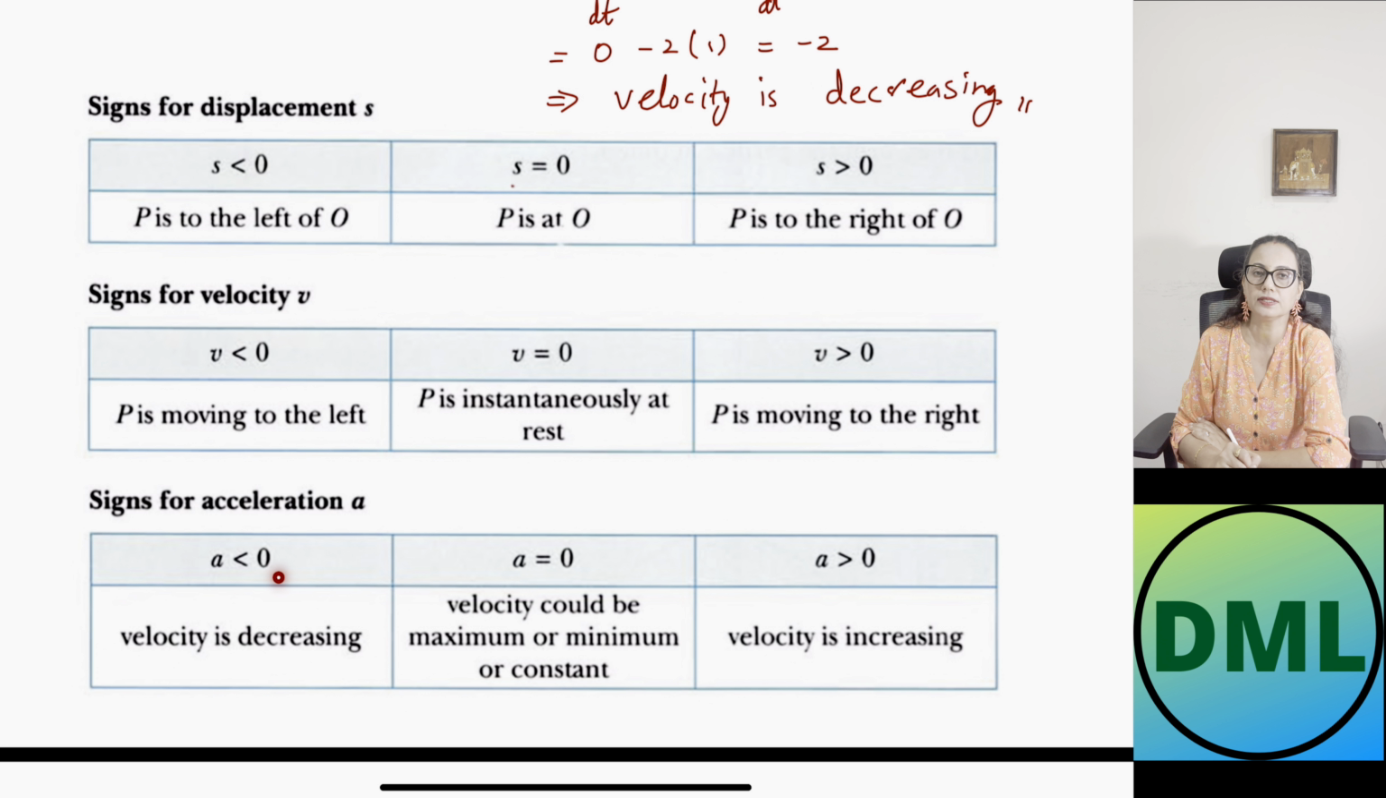Let's see the signs for acceleration a. Acceleration is less than 0 when acceleration is negative. This shows you that the velocity is decreasing. When acceleration is equal to 0, this shows you that the velocity could be maximum or minimum or constant. What is the meaning of that? Either your velocity is at the maximum, or it is at the minimum point, or you are stationary at this position, or you are moving at a constant velocity. Acceleration is greater than 0. Acceleration is positive. This shows you that the velocity is increasing.